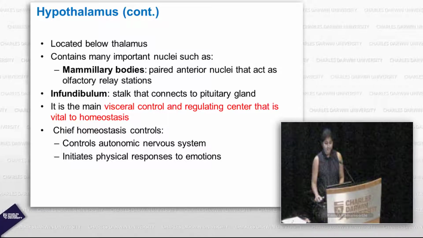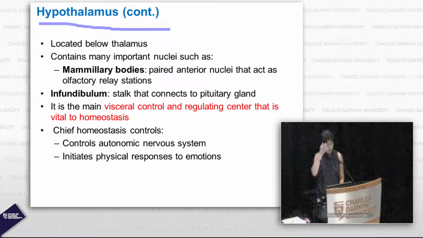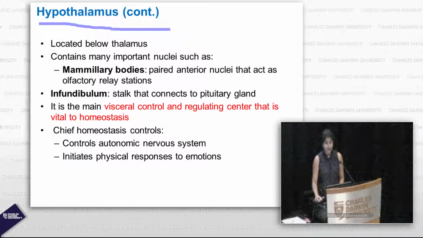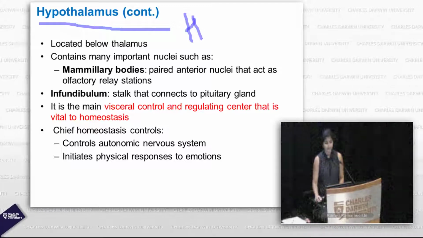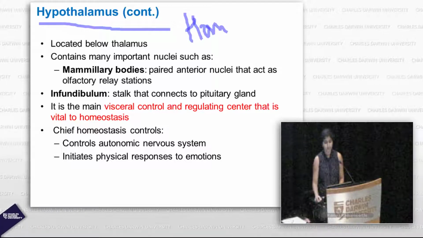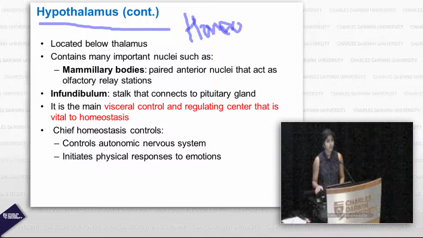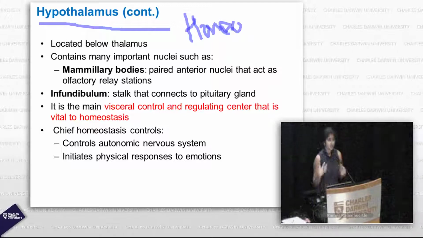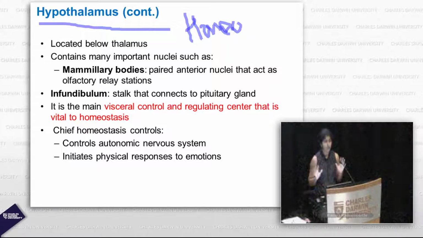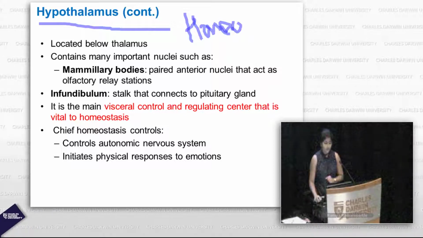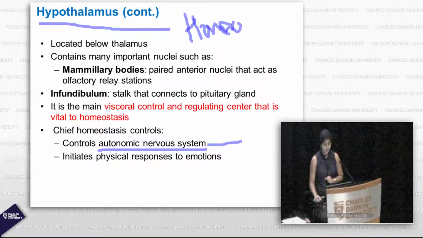So overall, what we have to understand with the hypothalamus is that it is very important for homeostatic mechanisms. Hypothalamus and homeostasis, both start with H, so remember it like that. There's lots of information to take in, so you've got to relate these to something to remember. The hypothalamus overall controls your homeostasis. The chief homeostatic controls: it controls various autonomic nerve functions. So the ANS is controlled by the hypothalamus.